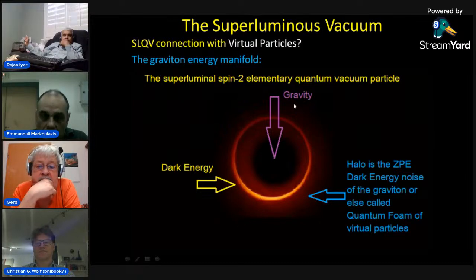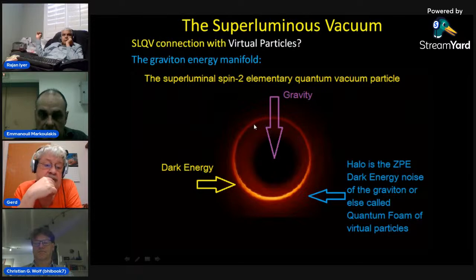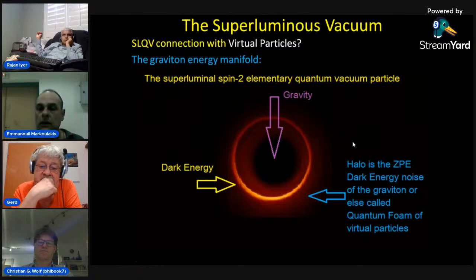And the halo here, we have a cloud, a halo, a noise. This is actually the 0-point energy, which is detectable. So the inner part here is creating the gravity. The graviton here is creating gravity. The photon ring, the energetic ring here, is the dark energy of the graviton. And the cloud here, the halo of the graviton, is the detectable 0-point energy, or what is called the quantum foam of virtual particles.